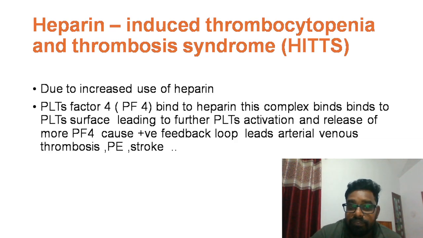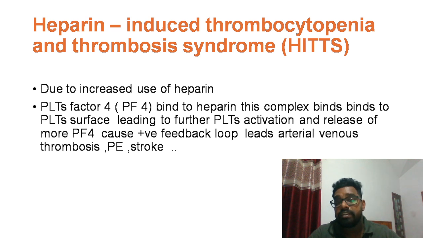Platelet factor 4 normally binds to heparin. This complex again binds to other platelets, leading to further platelet activation and release of more PF4, and further attachment to more heparin. So a loop, a positive feedback loop, is formed, and finally the thrombus is formed. The complications of stroke and pulmonary embolism will happen. So heparin-induced thrombocytopenia and thrombosis syndrome is due to increased use of heparin.